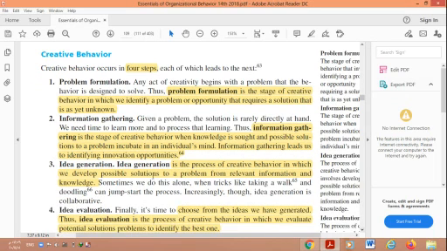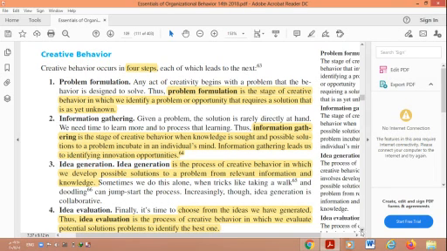After that, or the third step, it is the idea generation. It is the process of creative behavior in which we develop possible solutions according to the relevant information and the knowledge that we have from the previous stage.